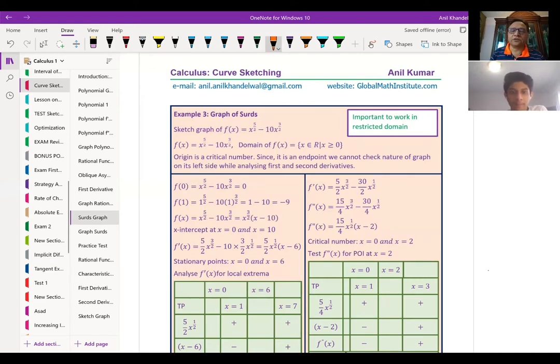Can you please read the question this time? Yes, sir. Example 3, graph of surds. Sketch the graph of f of x equals x to the power of 5 over 2 minus 10x to the power of 3 halves.